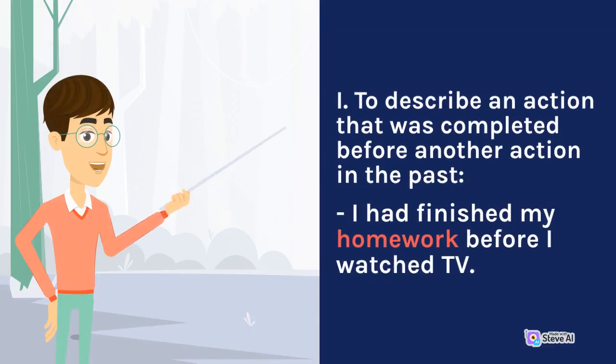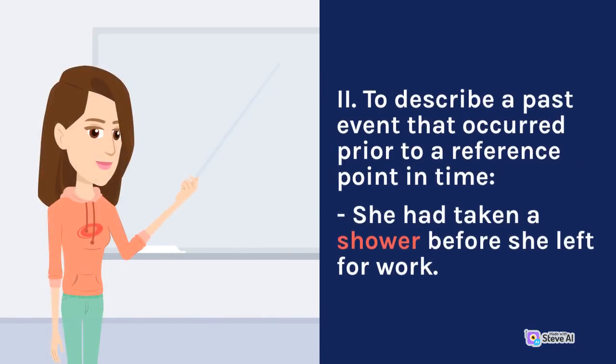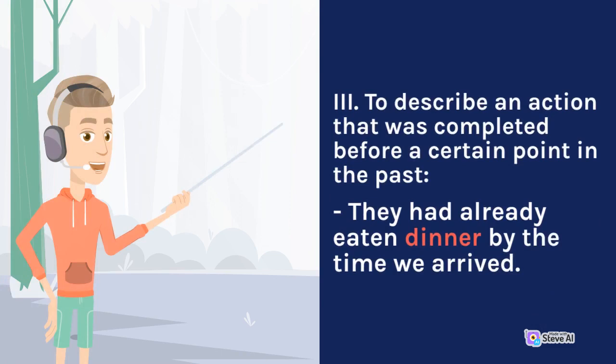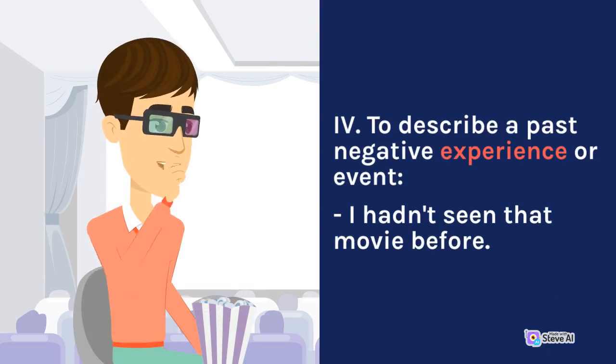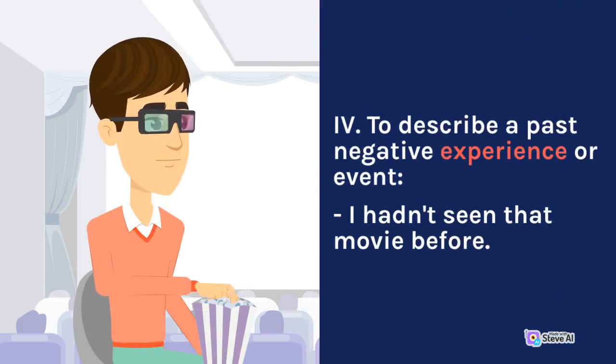1. To describe an action that was completed before another action in the past. I had finished my homework before I watched TV. 2. To describe a past event that occurred prior to a reference point in time. She had taken a shower before she left for work. 3. To describe an action that was completed before a certain point in the past. They had already eaten dinner by the time we arrived. 4. To describe a past negative experience or event. I hadn't seen that movie before.